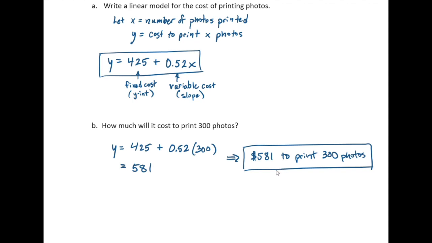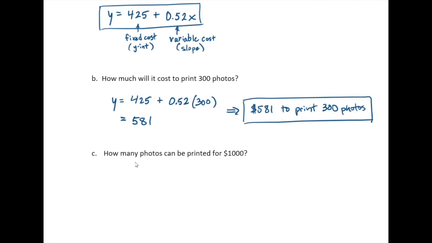So this is one way we can use this model. Plug in a value for x to determine the cost to print that many photos. But notice we can also plug in a value for y. That would be a dollar amount. And then we could solve for x to determine how many photos we could print for that dollar amount. Here we're asked how many photos can be printed for $1,000. To answer this, we'll plug in 1,000 for y and solve for x.